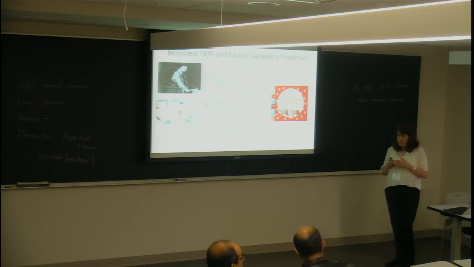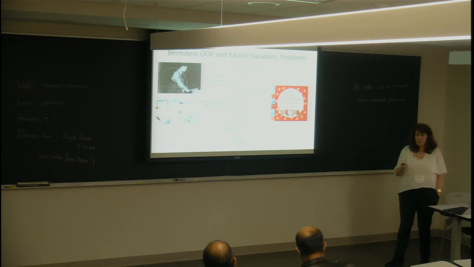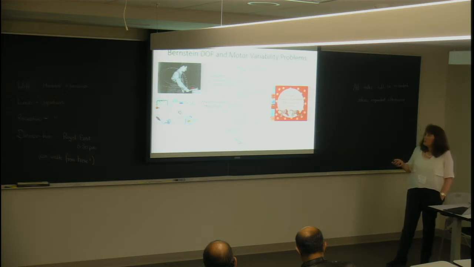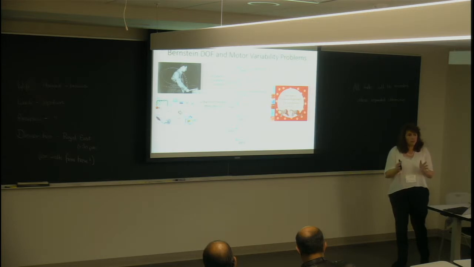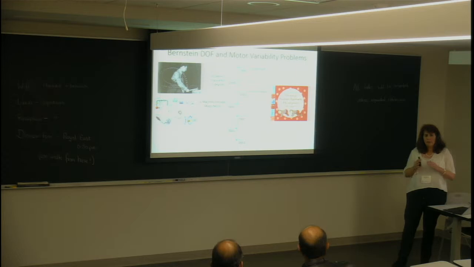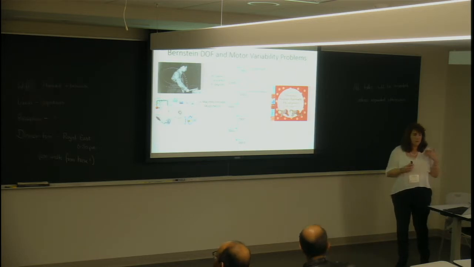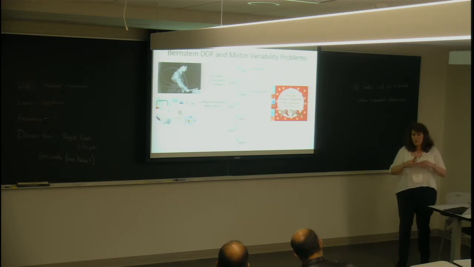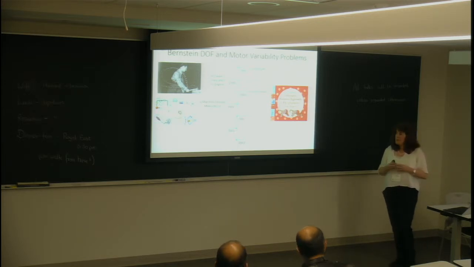Then by the 1990s, there were two developments in the field of motor control that caught my attention because of the problem I was trying to solve. One was the uncontrolled manifold concept, which addresses the problem of variability and for the first time begins to think about different types of variability that could define task-relevant dimensions in any given context versus what they call task-irrelevant dimensions.